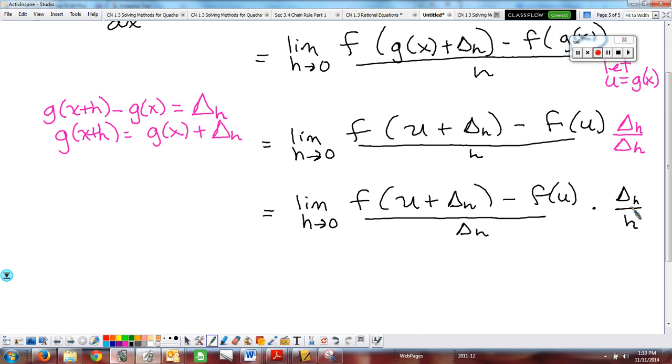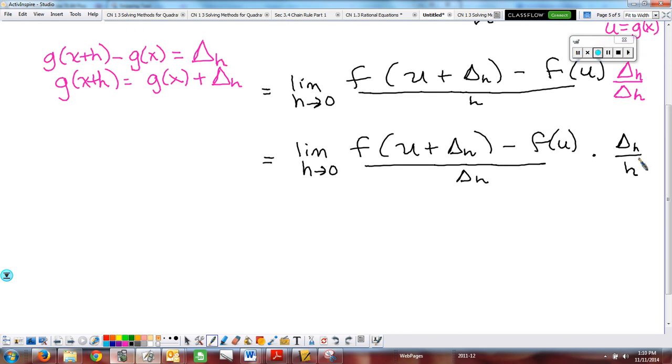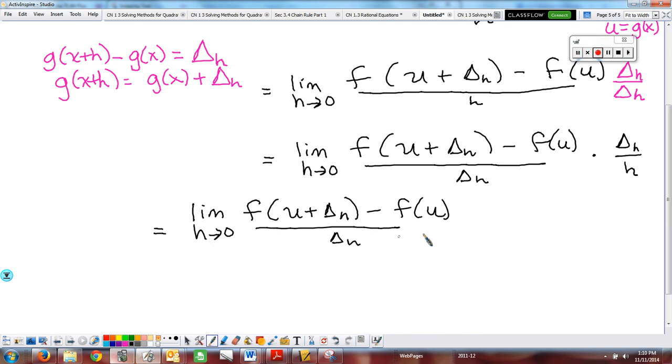This depends on what g was, and so the change in h, we're just going to leave it right now over here, and then we're going to have to address it later. I can't pull it out of the limit. What I am going to do, however, is split this. I'm going to make it the limit of a product is the product of the limits. So the limit as h goes to 0 of f of u plus delta h minus f of u over delta h, times the limit as h goes to 0 of delta h over h.